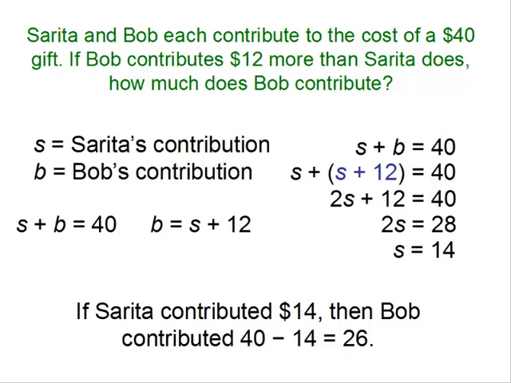And from there on out, it's just substitution and solving. And as always, a quick check at the end. So notice this calculates Bob's contribution by looking at the total of 40. And you can do a quick check with the other equation. $26 is 12 more than Sarita's 14. Must be the right answer.